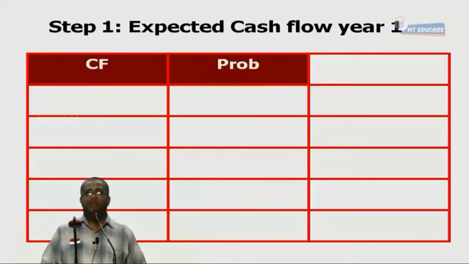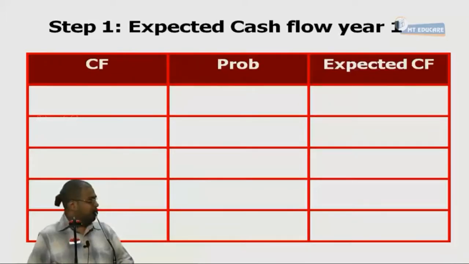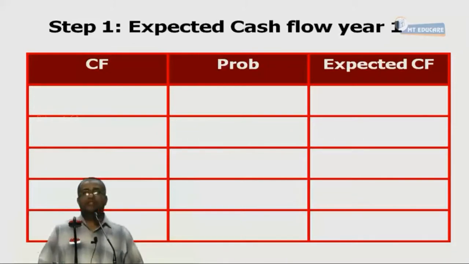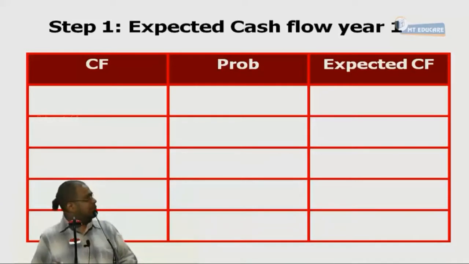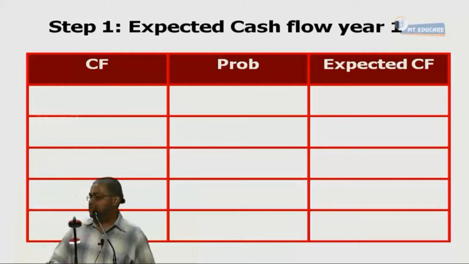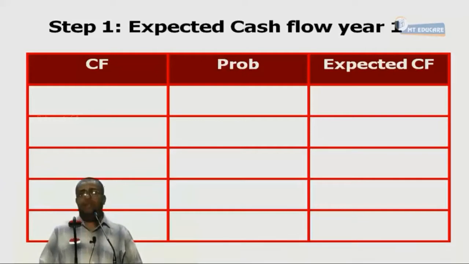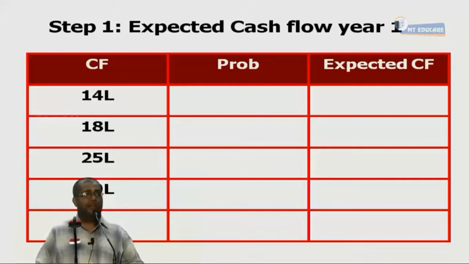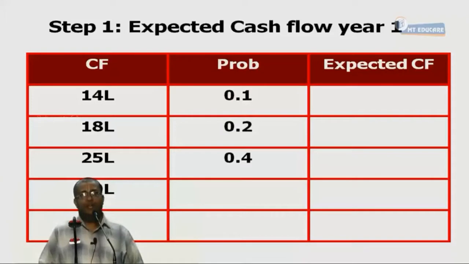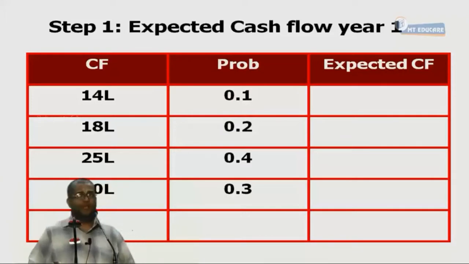Cash flow, probability, expected cash flow. Okay, first, what all the cash flows for year 1? It may be 14 lakhs, or maybe 18 lakhs, or 25 lakhs, or 40 lakhs. What are the probabilities of these cash flows here? 0.1, 0.2, 0.4 and 0.3.